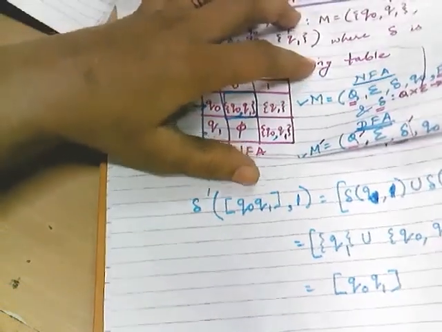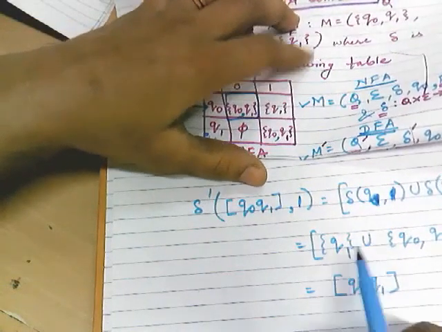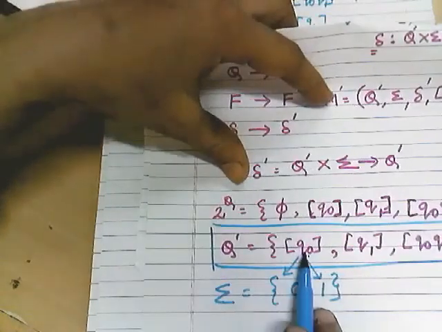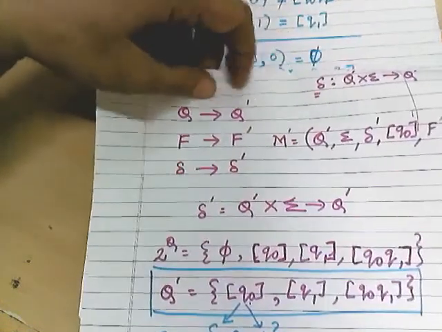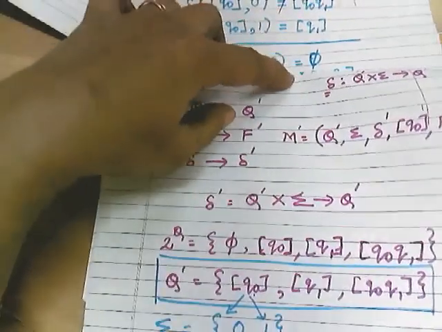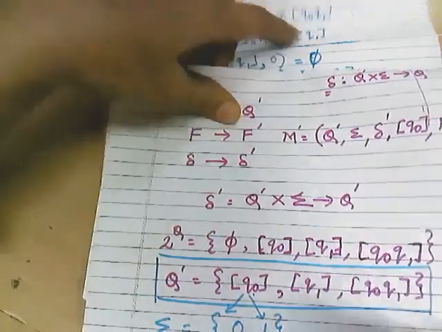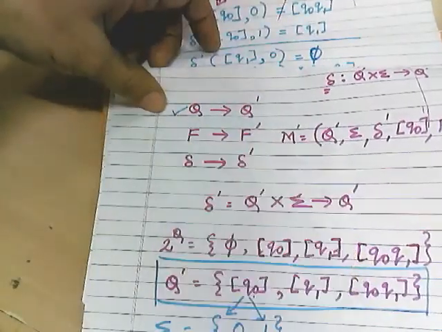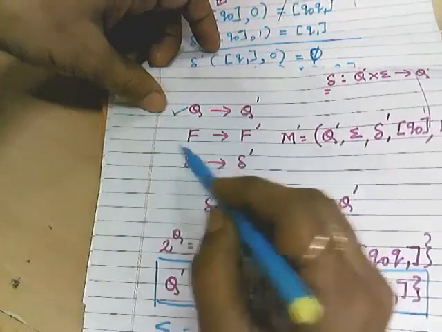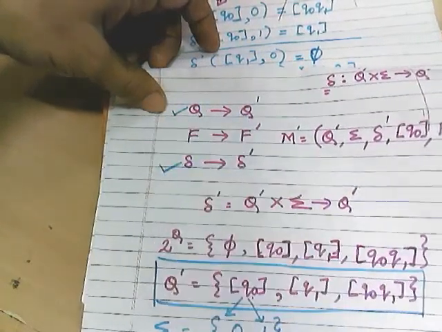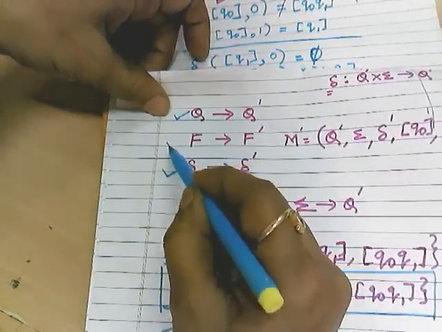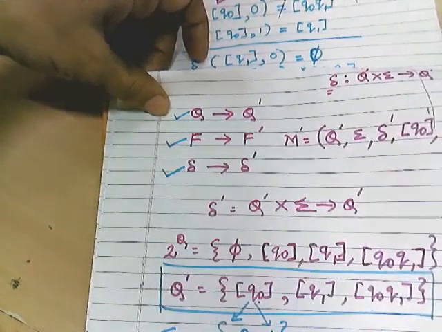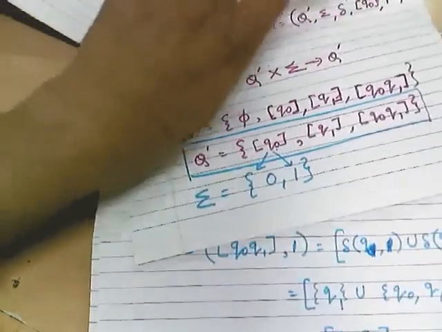Now how will we represent finally our delta dash function? Have we considered all the states which were defined in the Q dash: q0, q1 and q0 q1? Now what else is remaining? We have done the Q to Q dash conversion, we have done the delta to delta dash conversion. The third thing remaining is the F to F dash conversion. Now how to do the F to F dash conversion?